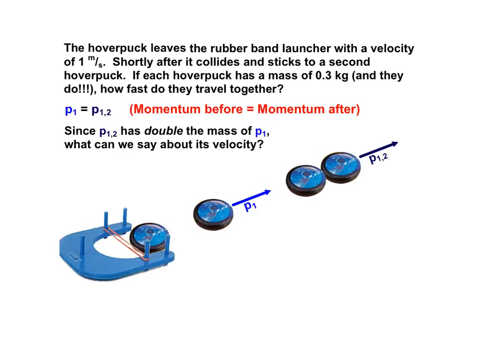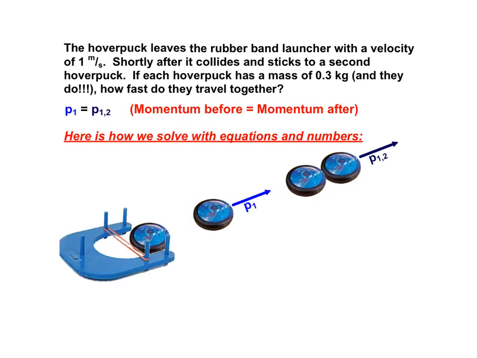Now, since the mass is now double of what it was beforehand, you can expect that the velocity that they'd be moving at would slow down after the forces are applied to both hover pucks. And since it's exactly twice the mass, you should have half the velocity afterwards.